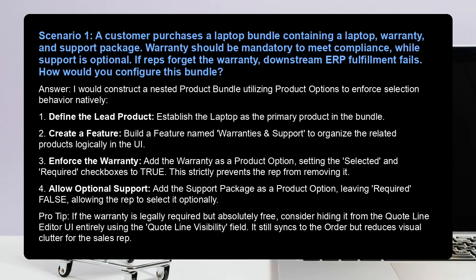1. Define the lead product. Establish the laptop as the primary product in the bundle. 2. Create a feature. Build a feature named Warranties and Support to organize the related products logically in the UI. 3. Enforce the warranty. Add the warranty as a product option, setting the selected and required checkboxes to true. This strictly prevents the rep from removing it. 4. Allow optional support. Add the support package as a product option, leaving required false, allowing the rep to select it optionally.